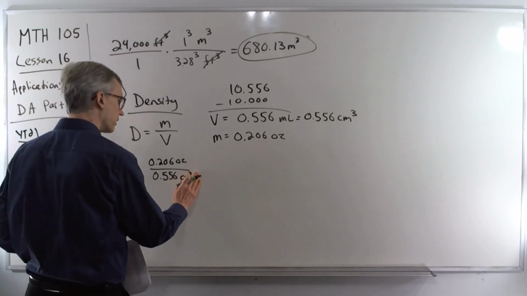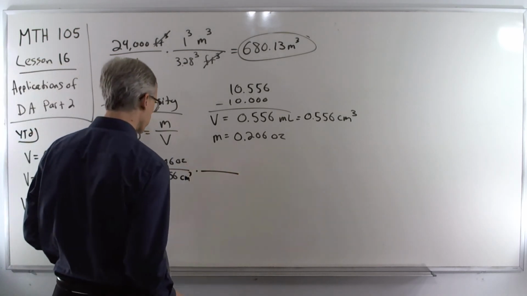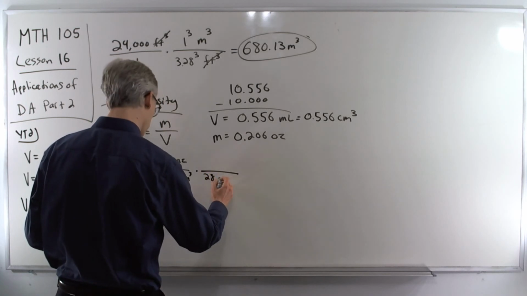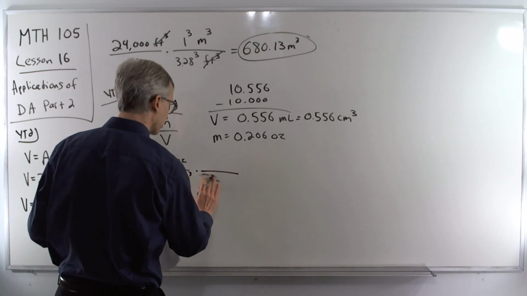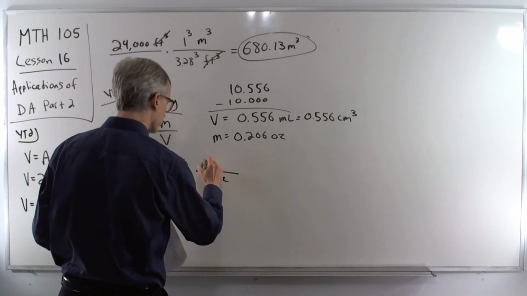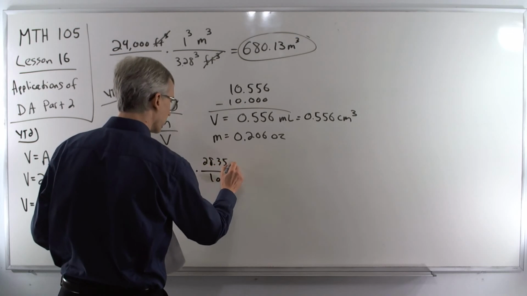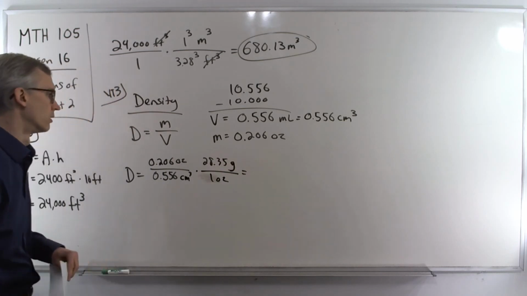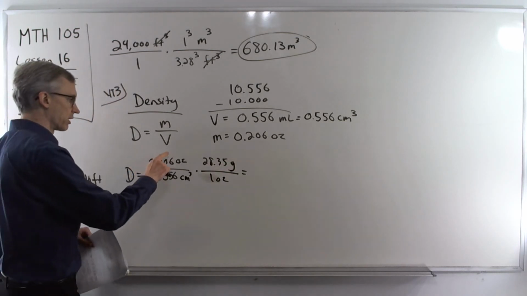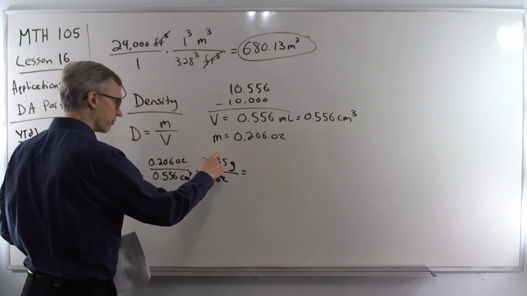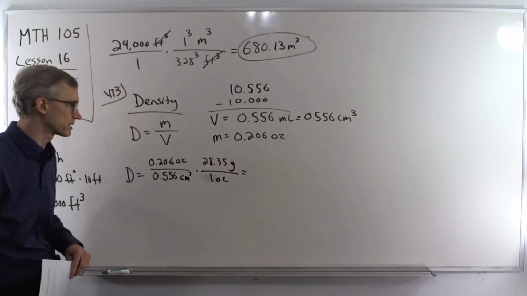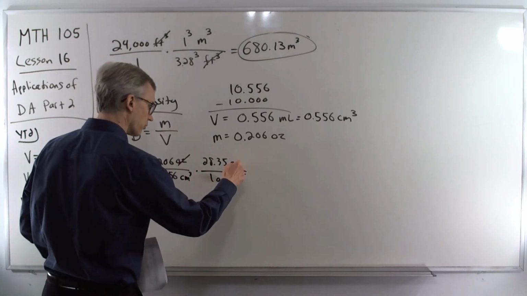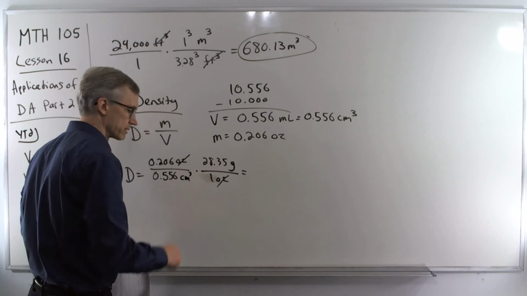So before I go ahead and multiply this out, I'm going to throw a conversion factor on there. 1 ounce is equal to 28.35 grams. And multiplying straight across, 0.206 times 28.35, and then dividing by 0.556, that will give us our density then in grams per cubic centimeter.